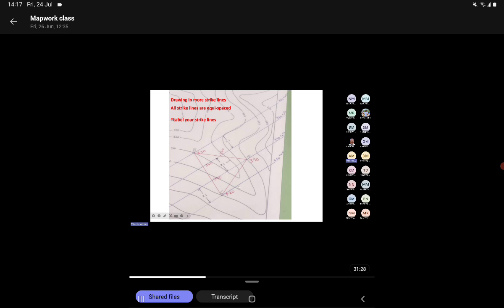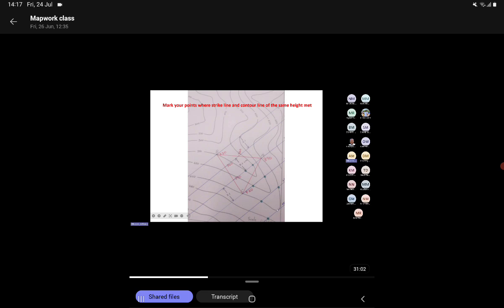Like this one, it's a 420. This would be a 390 lower line. This would be a 360 lower line. This would be a 330 lower line. So the next one would be a 300. The next would be a 270, 240, and so forth. As I go up in this direction, my strike lines are decreasing. So it means if I go down, my strike lines are increasing.